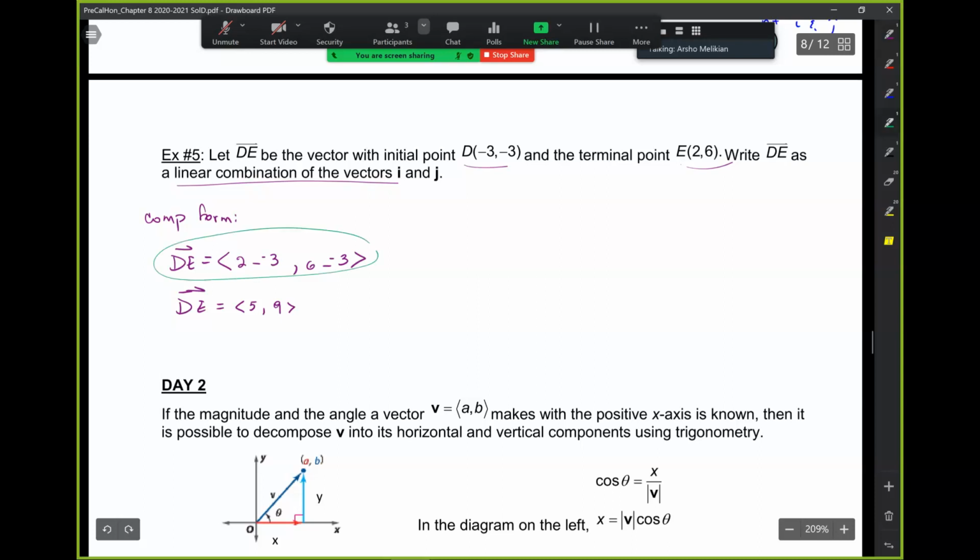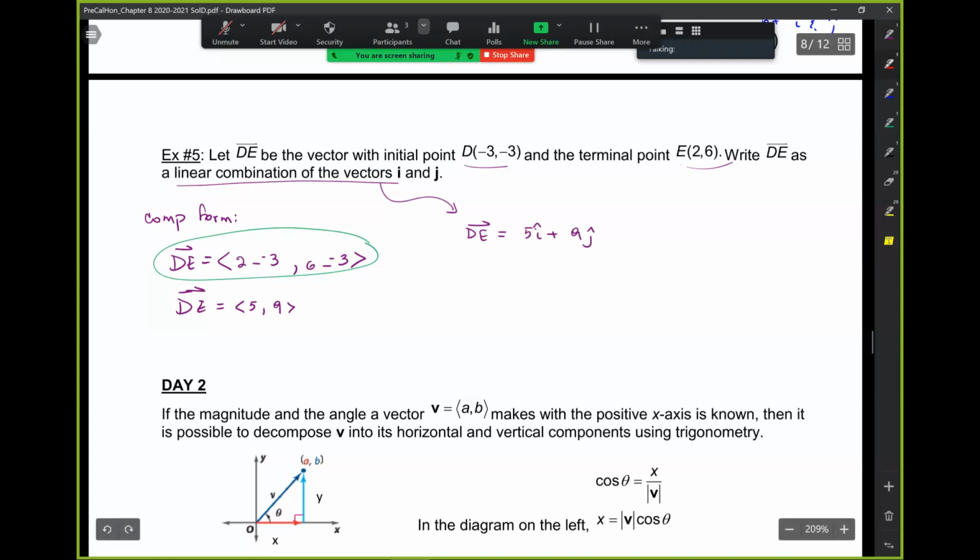Do you have to write this step every single time? No. I get it. I know that you can go straight to 5, 9, which is cool with me. In a linear combination of i and j, DE will equal 5i plus 9j.